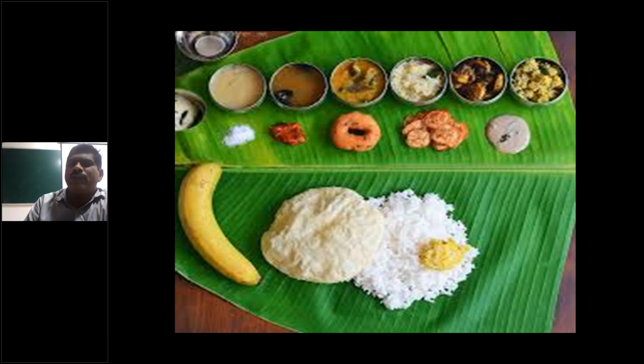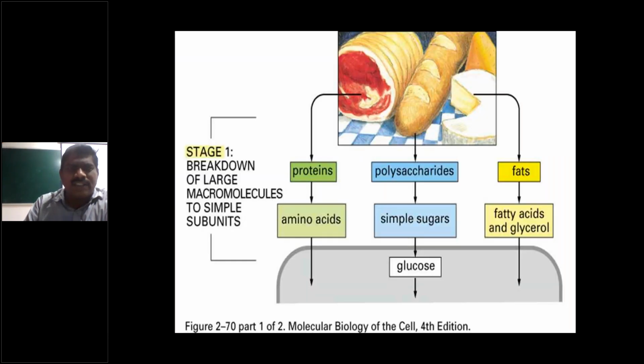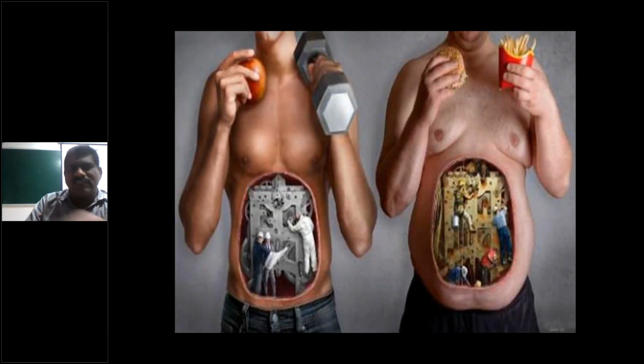That's why we need to take proteins, carbohydrates and lipids in equal quantity. As all of you are aware, we take proteins as such in the diet, and polysaccharides and fats. The proteins are degraded into amino acids, from polysaccharides you get simple sugars, and from fats you get fatty acids and glycerol. These large macromolecules we consume are broken down into simple subunits.